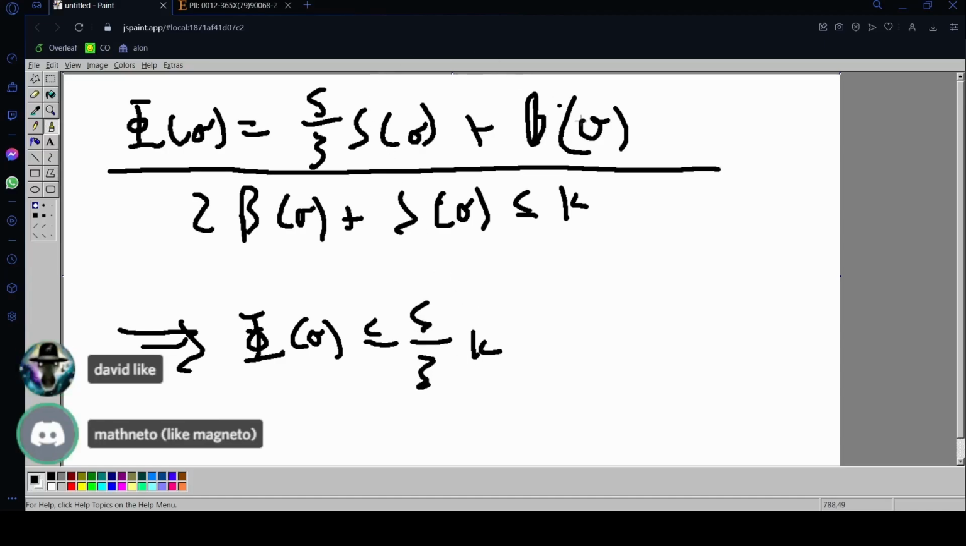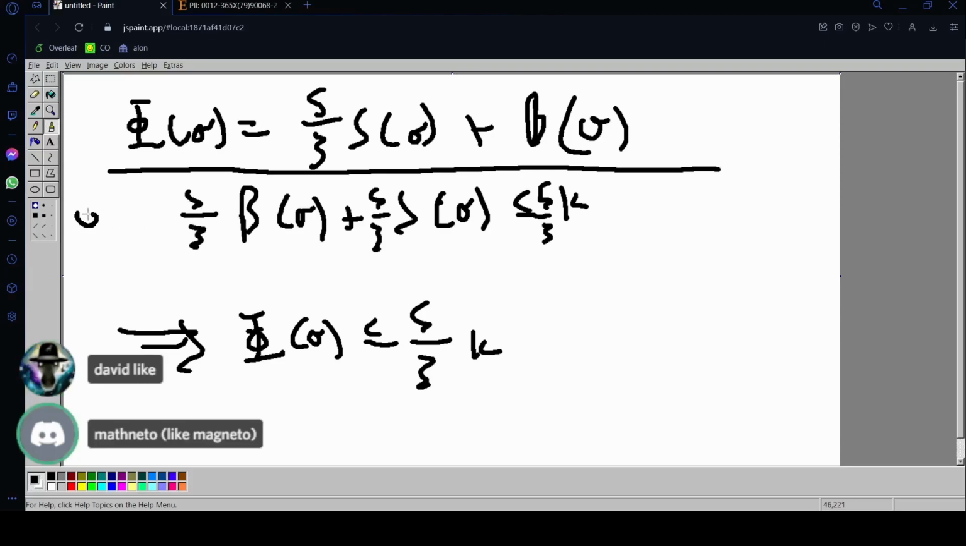Okay. So, do you agree? Because this is at most k. So let's get rid of this. So this is at most k, and now we multiply by 5/3, right? To both of these, and now this is at most 5/3 k.